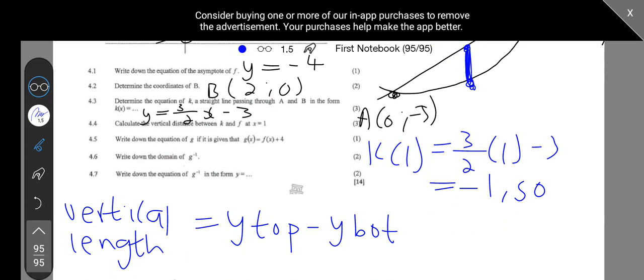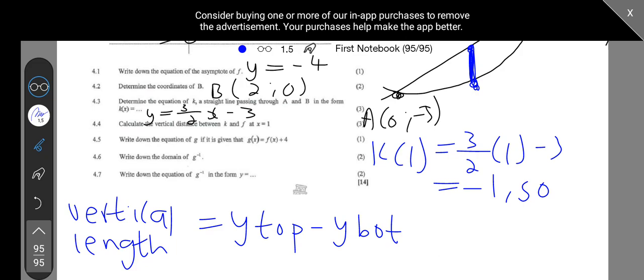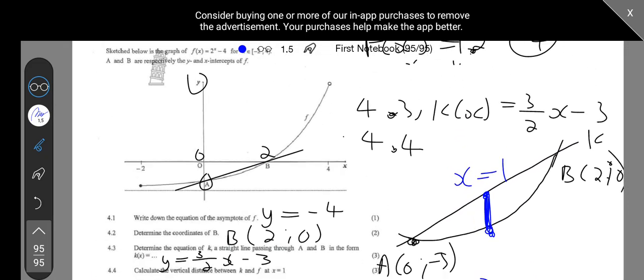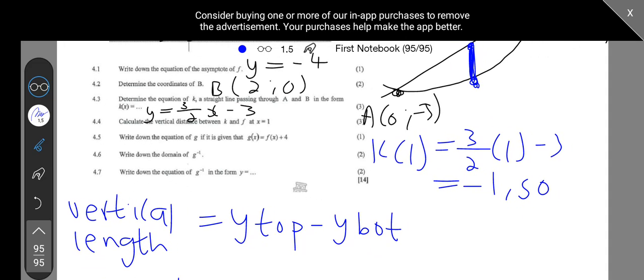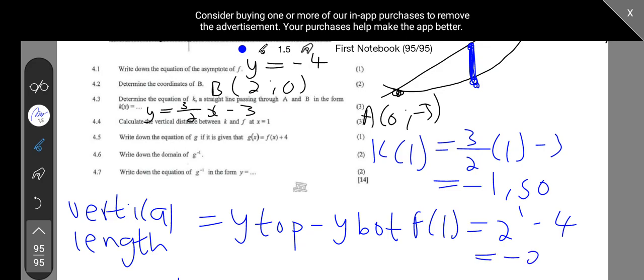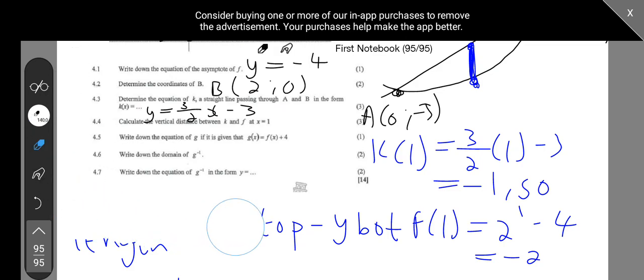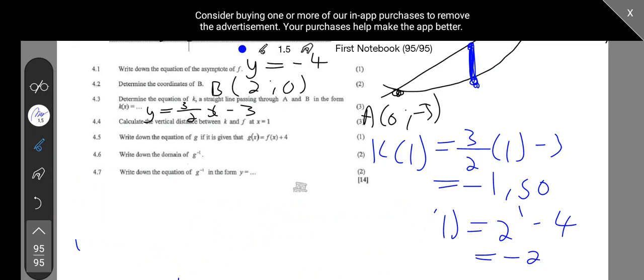And then we're going to determine the value of y on f of x, on the exponential, when the value of x is 1 as well. So here we're going to look for f of 1. It's given in the form f of x, right? So we're going to say that f of 1 is equal to 2 to the power of 1 minus 4. What is 2 to the power of 1? It's 2, minus 4 is minus 2. So let me erase here.